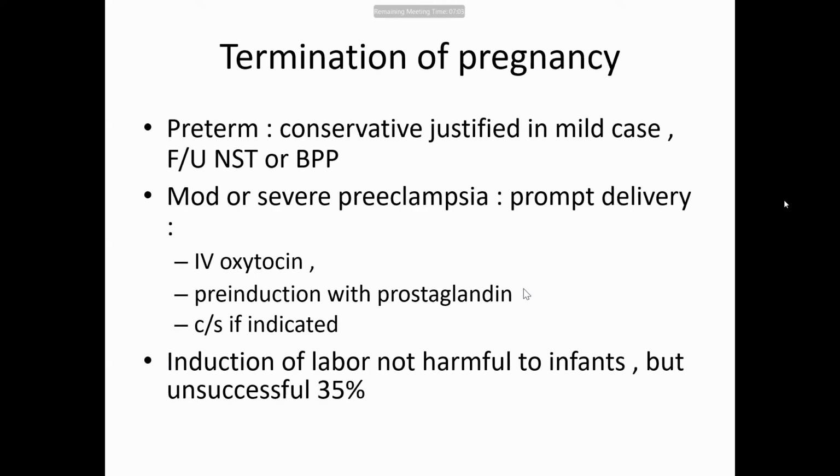So termination of pregnancy, which mode? If there is an obstetric indication, it is cesarean section. Other than that, you can always give a trial of labor. You can induce with oxytocin, or at times you need pre-induction cervical ripening with prostaglandins. Induction of labor is not harmful to infants, but many a time it is unsuccessful.